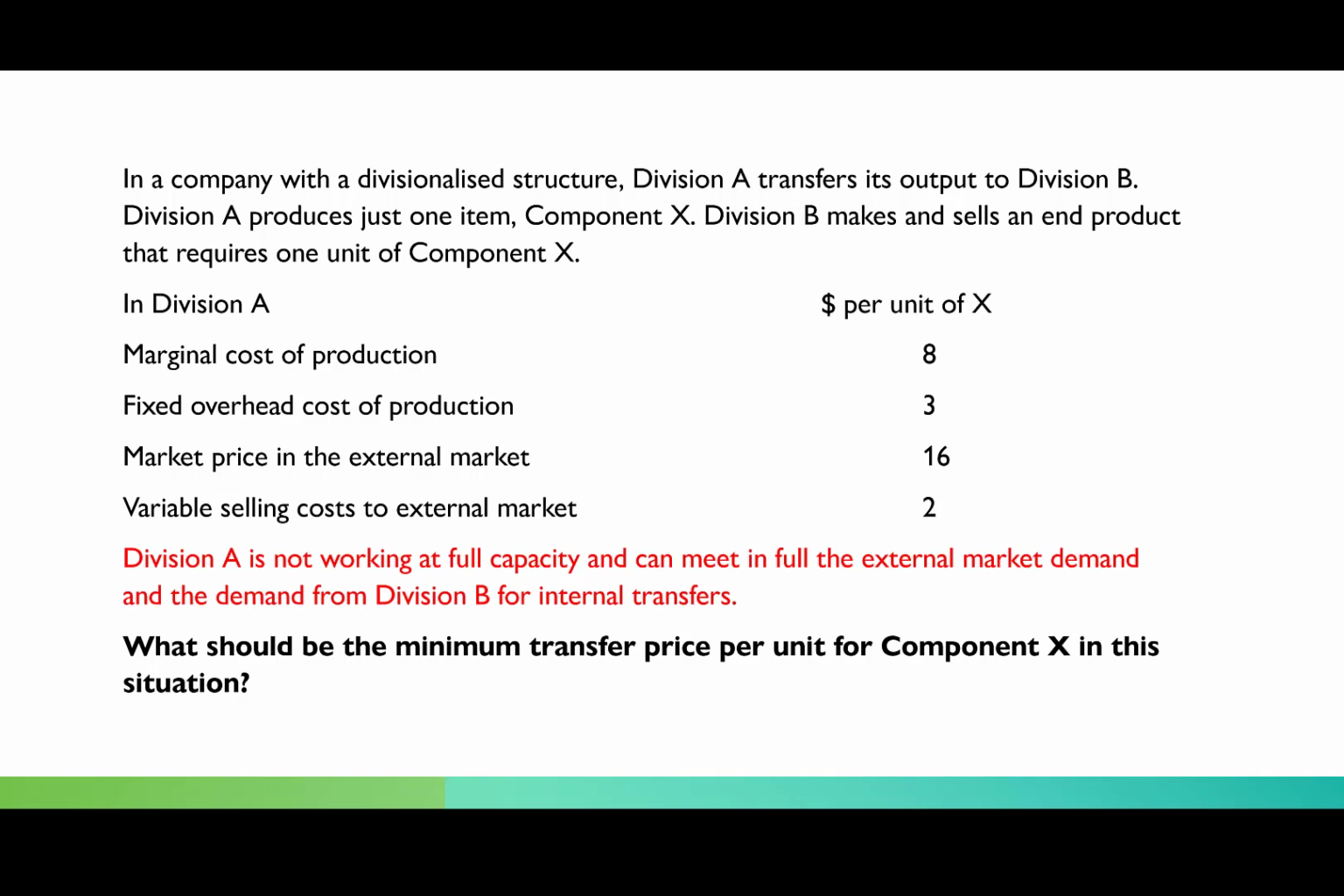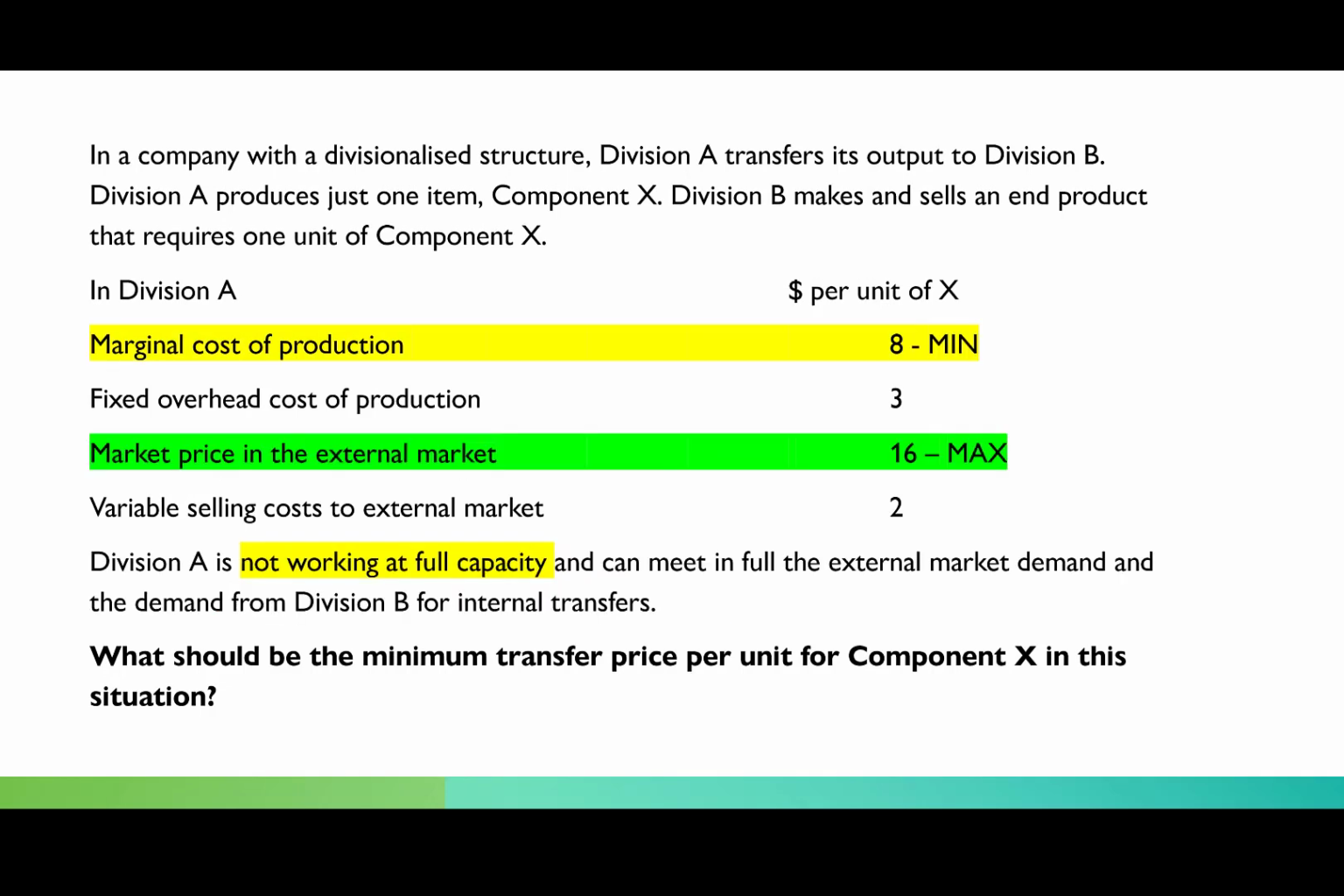Okay, so I'm going to show you the answer. So the answer is the marginal cost of production would be the minimum transfer price because they're not working at full capacity. Incidentally, the maximum price would be the 16, which is the external market price.